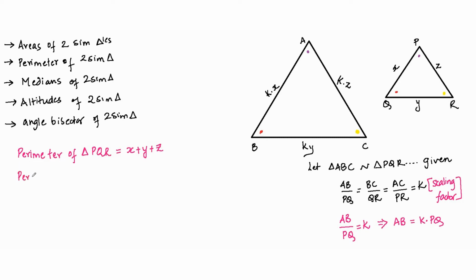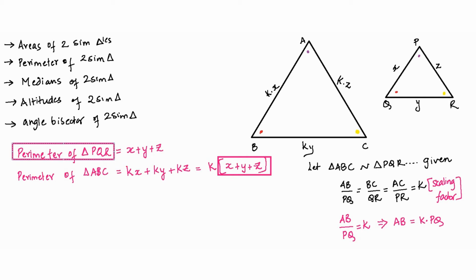Similarly, what is the perimeter of triangle ABC? The perimeter of triangle ABC is again going to be the sum of sides of triangle ABC. So it is going to be KX plus KY plus KZ. What is common in this particular trinomial? K is common. I can pull K out. So this is K times (X plus Y plus Z). And now if you notice, the X plus Y plus Z term is nothing but the perimeter of triangle PQR.